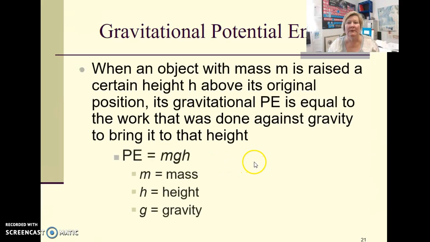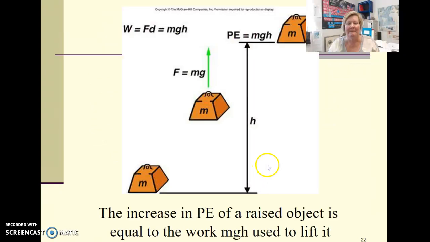What we calculate for potential energy is something called gravitational potential energy, and it is the work an object can do if it is going to do work. So I didn't word that very well, I apologize. It's going to be the same formula as work done against gravity: mass times gravity times height. Same formula. So an increase in potential energy of a raised object, such as this mass here, is equal to the work used to lift it. Well, the work used to lift something against the force of gravity is mgh.